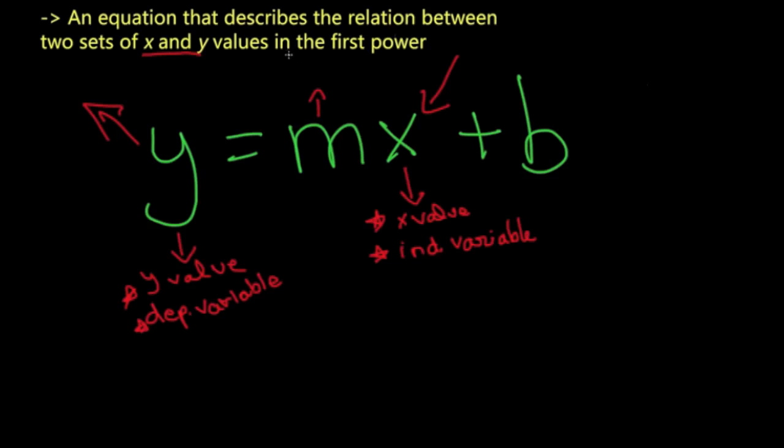So the m is called your slope. Don't ask me why it's m, because slope clearly does not start with m, and I'm not entirely sure why either. But if you do find out, just please let me know. It's something nice to learn.